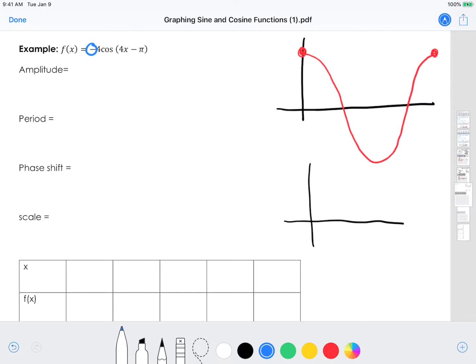I'll do the translated one in blue. So it's going to start down here. It's going to hit the x-axis and come up. And it's going to come down and finish at a minimum. So although it has the same shape, it's going to be flipped upside down because of that negative. And again, the only thing that's going to change is that our maxes and our mins get swapped.